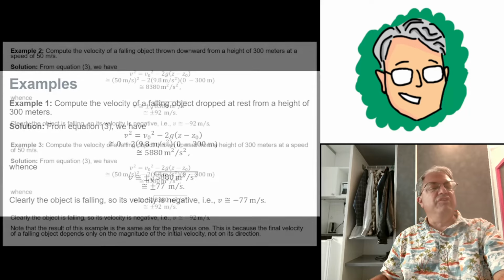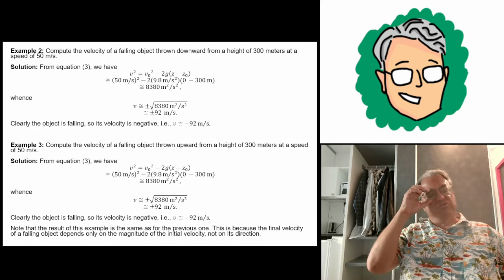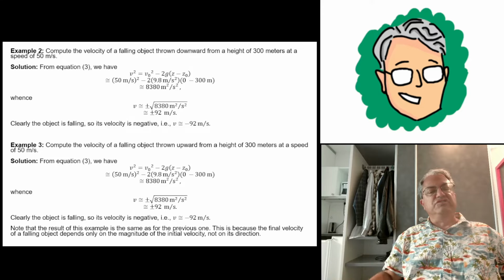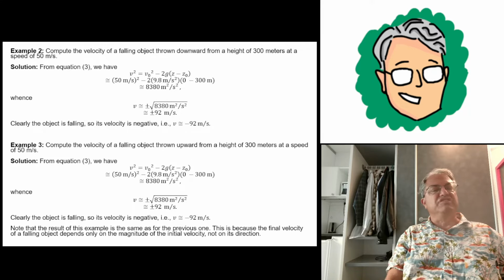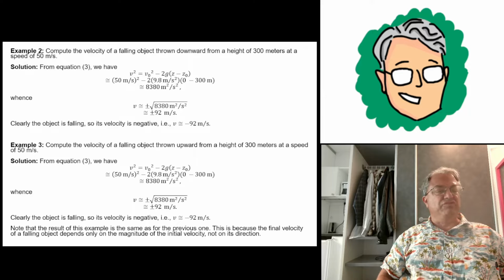Anyway, let's look at a couple more examples. These are similar to the first one. The only difference here is now in example 2, we're throwing the ball down. We're not just dropping it. We're throwing it down at 50 meters per second. So imagine you had a really good baseball player throwing the ball down as fast as he can. 50 meters per second. That's pretty fast. That's about as fast as a pitcher can throw a ball.